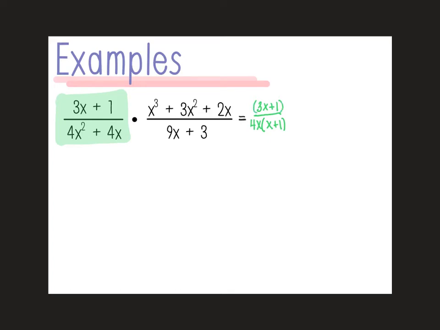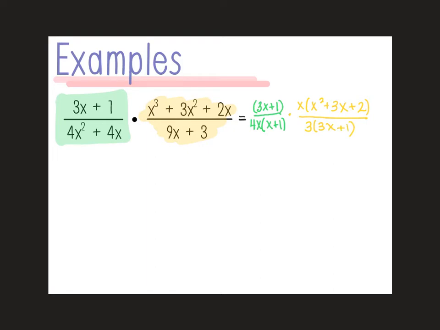Now focusing on my second part, I want to factor the numerator first. So starting this out, I can factor out an x, and remaining I have x squared plus 3x plus 2. Factoring out my denominator, I can factor out a 3, so I'm left with 3x plus 1.